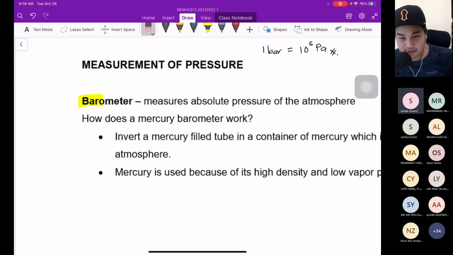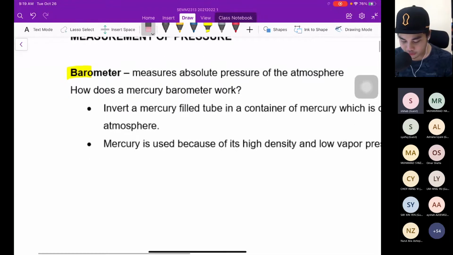Barometer measures the absolute pressure of the atmosphere. That means this device, the barometer, measures the atmospheric pressure in absolute terms. So what is absolute? It is relative to absolute zero.